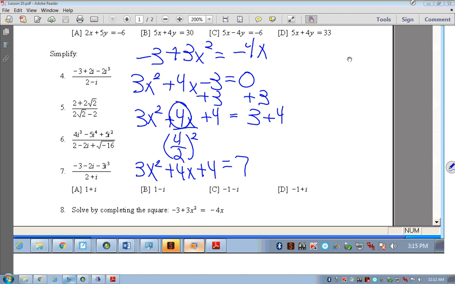Now, these actually don't work out very well for this, but go ahead. Which 4?